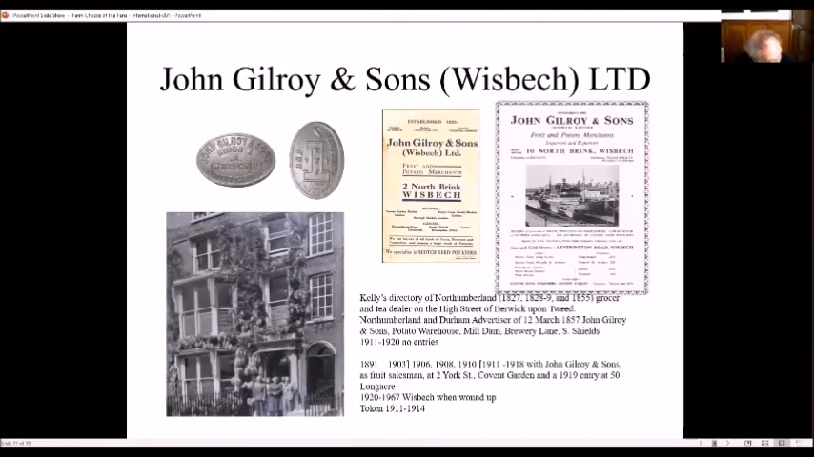So, of the 2,700 tokens, I've researched quite a few and gone into the background of the families, the businesses, etc. But one that sort of stood out was John Gilroy and Sons of Wisbech Limited. And there's a single token known of them at the moment, and it says John Gilroy and Sons, Wisbech Limited. But it also says King's Cross and Covent Garden. And these are two of the big London fruit and vegetable markets.